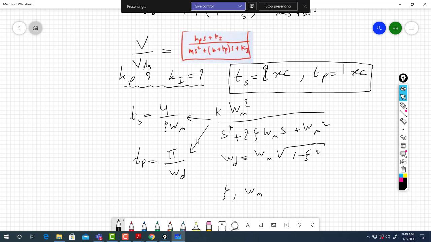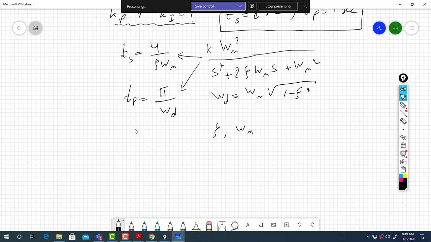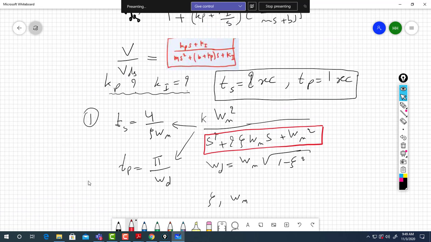Right? You can find your zeta and omega n from these two design requirements. So that's what I'm doing. First, I'm looking at my design requirement, then find the zeta omega n, and this is my basic form. So what I will do now is compare this to the denominator of my closed loop transfer function.